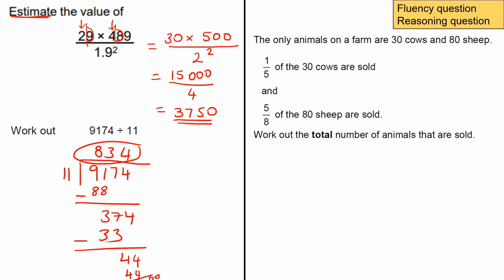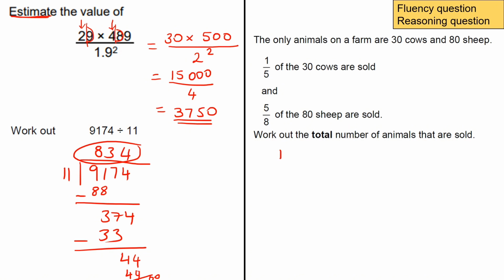Next question is, the only animals on a farm are 30 cows and 80 sheep. 1 out of 5 of the 30 cows are sold, and 5 out of 8 of the 80 sheep are sold. Work out the total number of animals that are sold. Okay, that's fine.